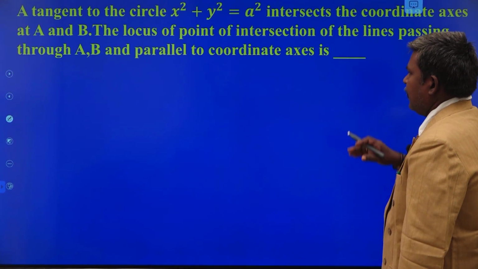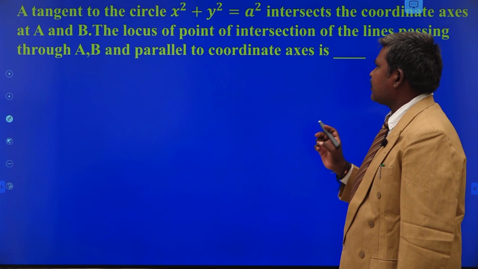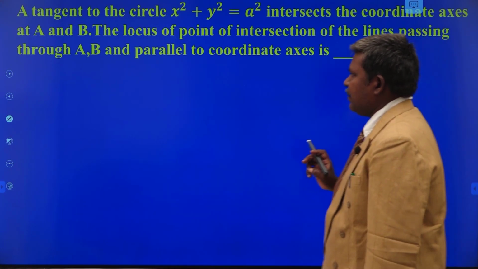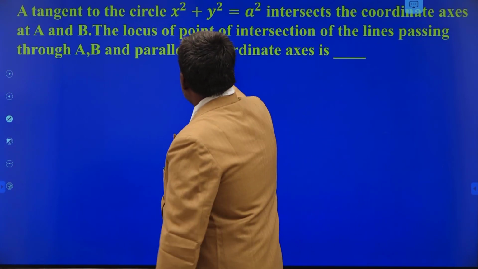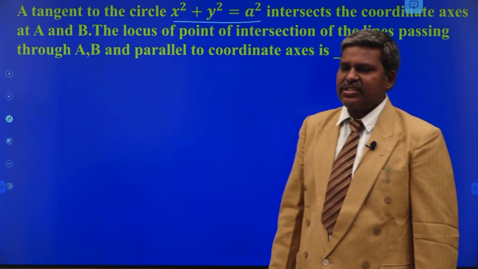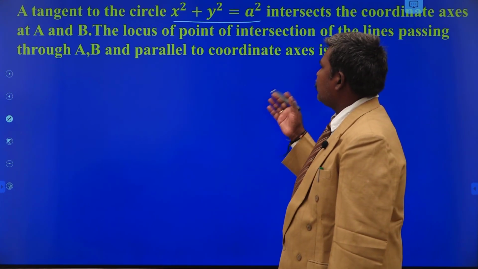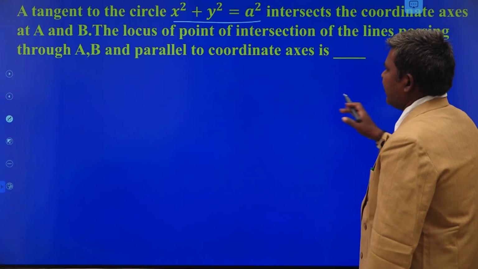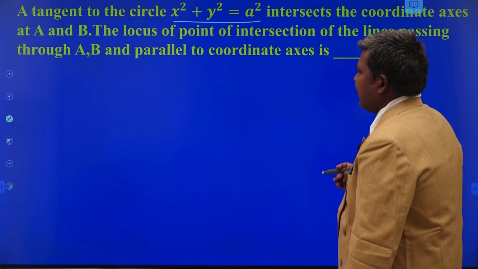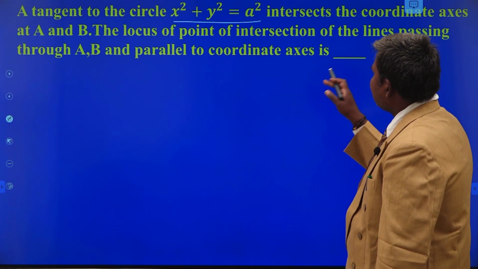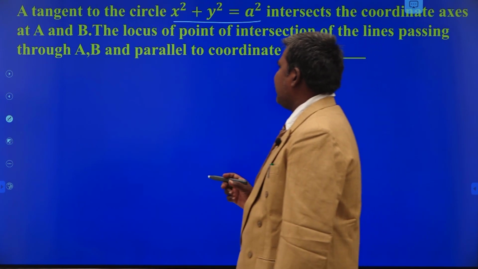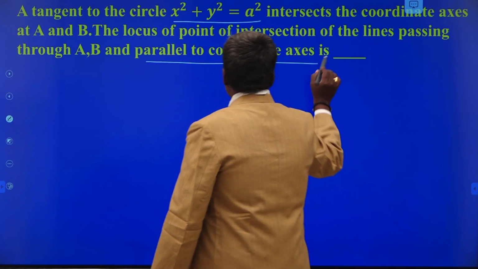See this question. A tangent to the circle x² + y² = a² intersects the coordinate axes at A and B. This is the circle x² + y² = a². Its center is (0, 0), radius a units. A tangent to the circle intersects the coordinate axes at A and B. One tangent is drawn to the circle that intersects the coordinate axes at A and B. Then the locus of the point of intersection of lines passing through A, B and parallel to the coordinate axes is what?